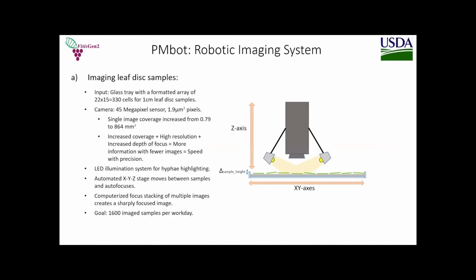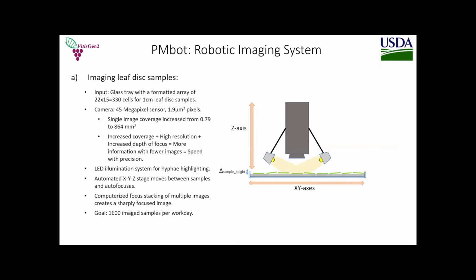So for the imaging of the leaf samples, you've already seen the tray that we use with leaf discs. We use a camera with a 45 megapixel sensor, high resolution. A single pixel represents about 1.9 square micrometers. Recently, we've been able to capture that leaf disc in a single image. By increasing the coverage at high resolution, increasing the depth of focus, we're able to get more information with fewer images, which has been really the underlying driving factor behind us being able to get speed while maintaining precision.